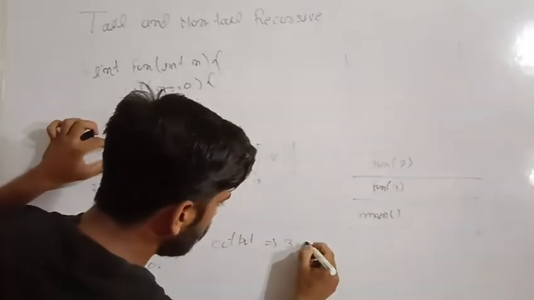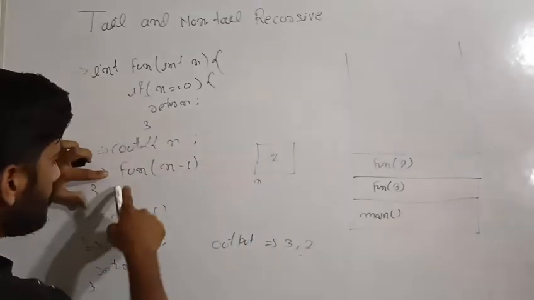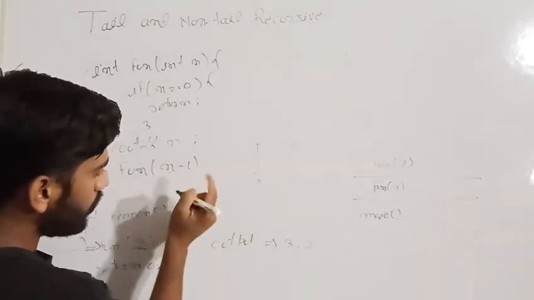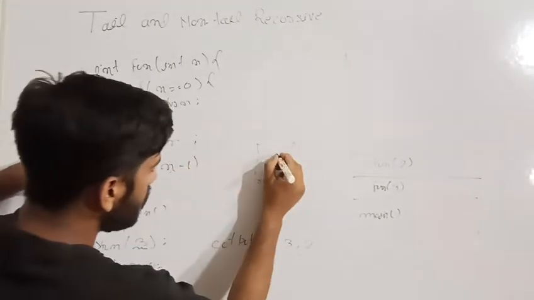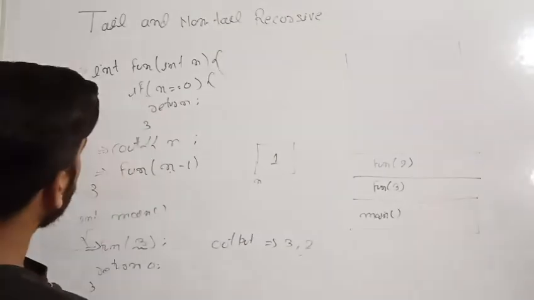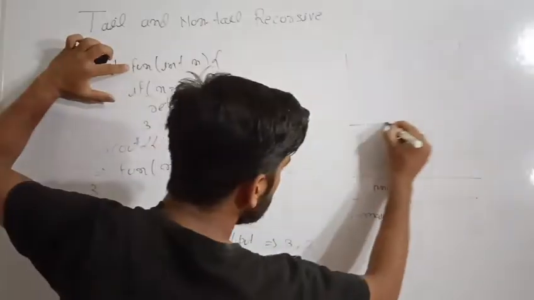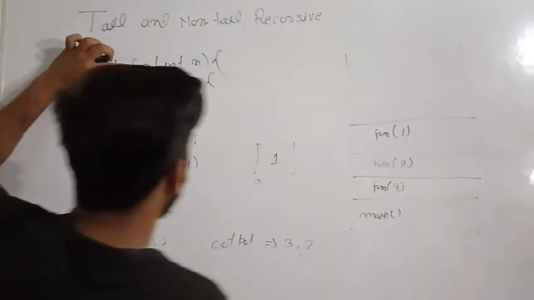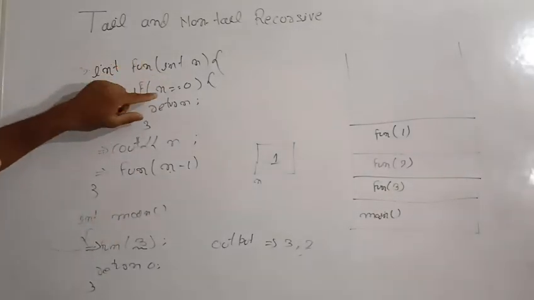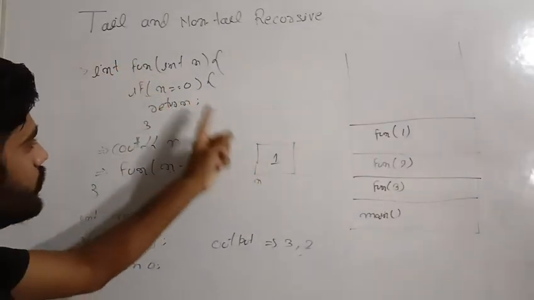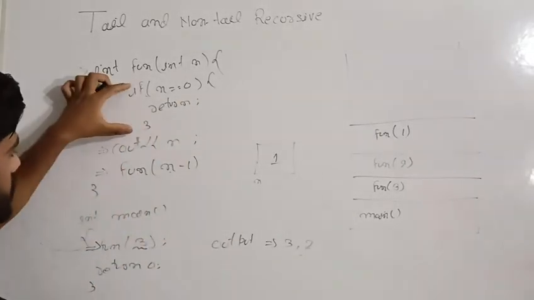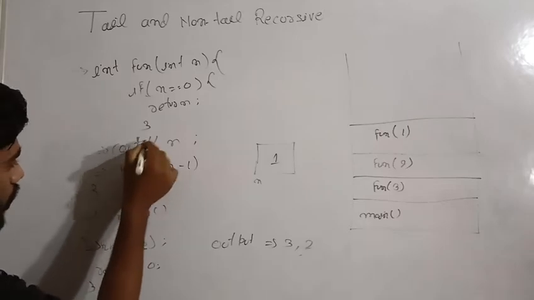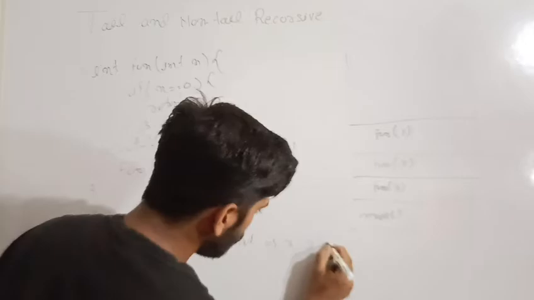Now it will print 2, and call the function again. Here n is now 2, and 2 minus 1 will be 1. It will call itself again, which means one more stack frame will be created, function 1. Now it will check if n is equal to 0. No, n is not equal to 0, so this statement will not execute, and it will print here with cout the value of n, which is 1.